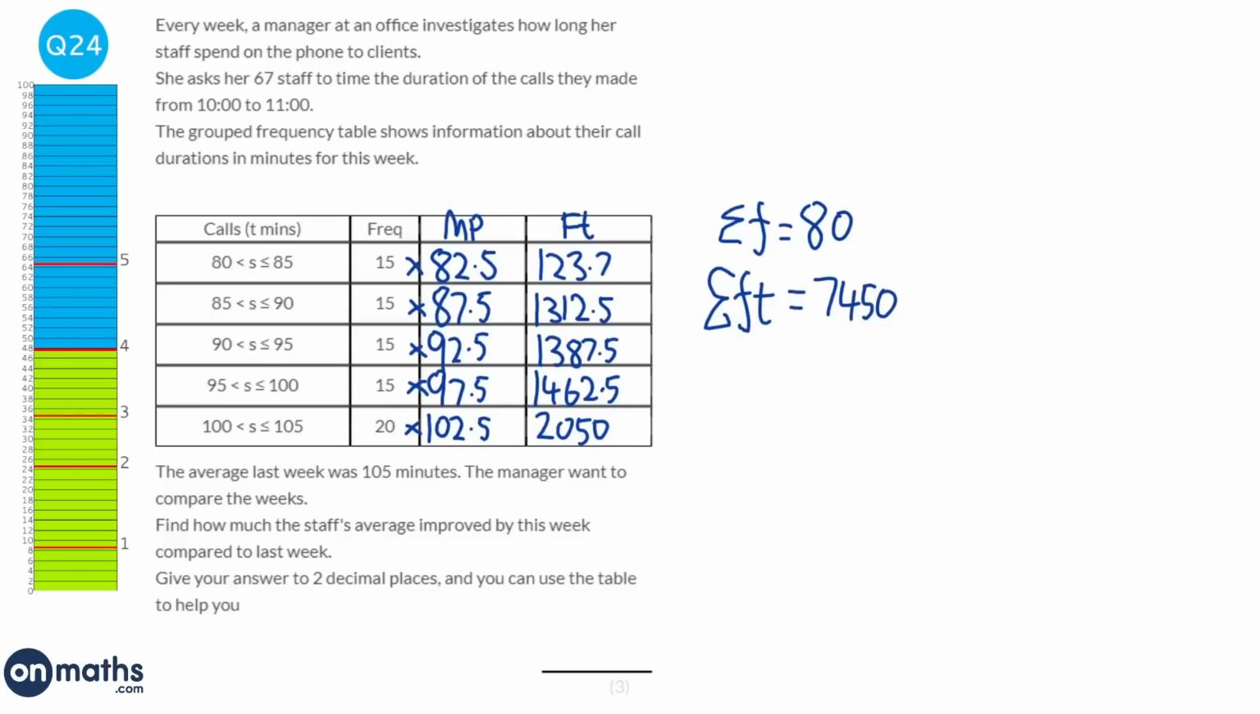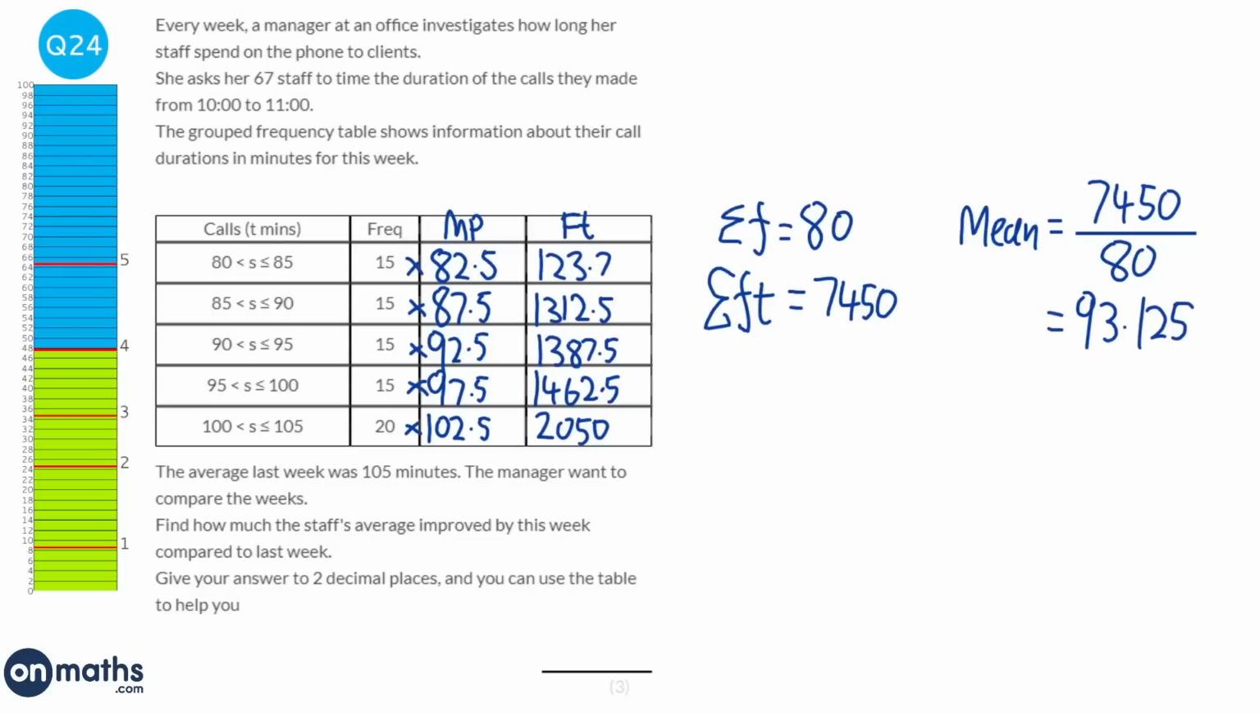7,450. So what this column represents is all the numbers added up together. This column represents how many numbers we have. So to find the mean, it's all of the numbers added together, which will be 7,450, over the amount of numbers we have, which is 80. So when you do that, we get 93.125.